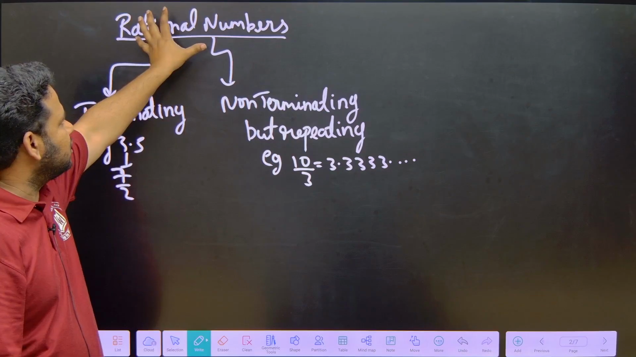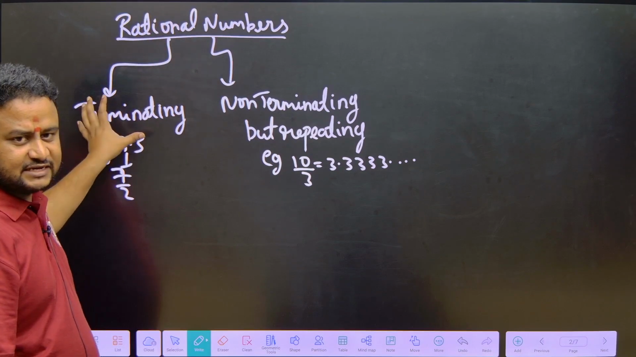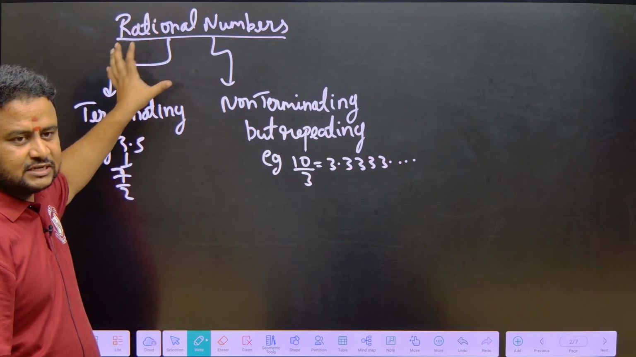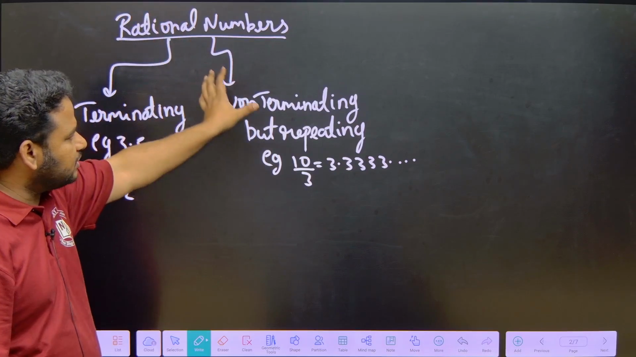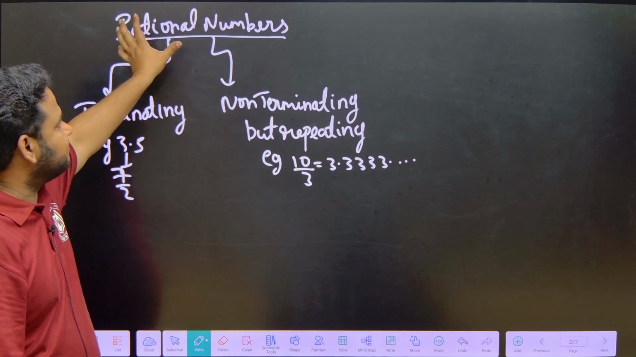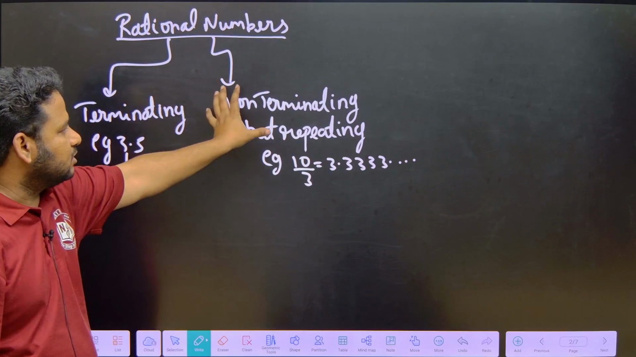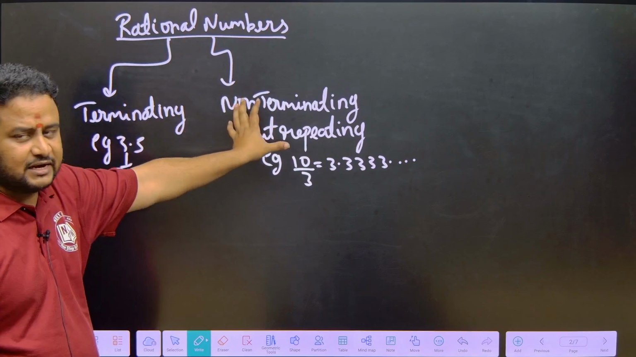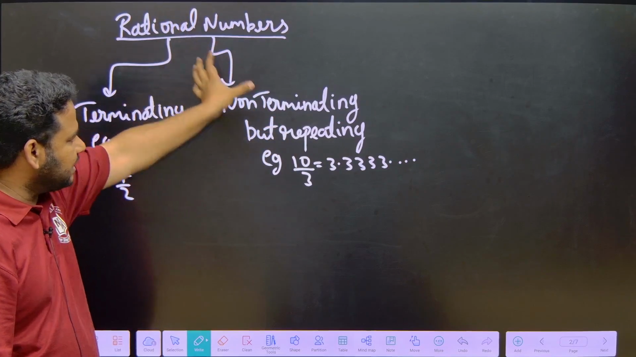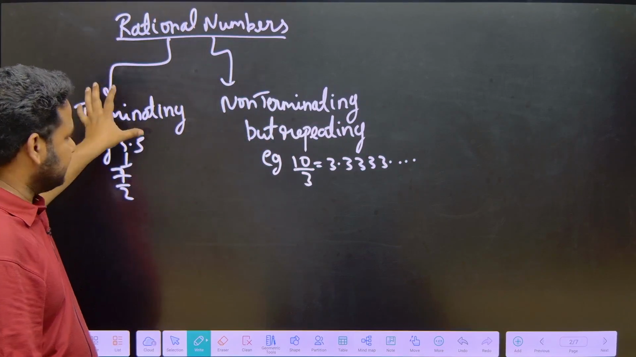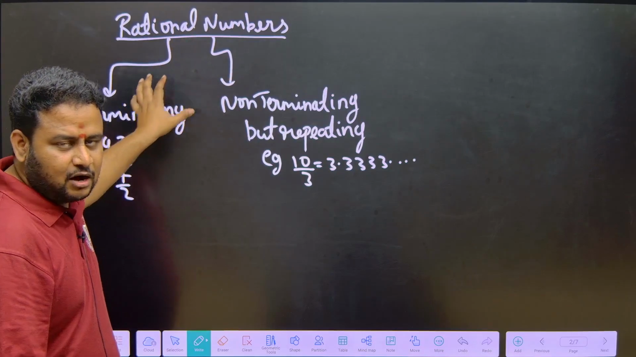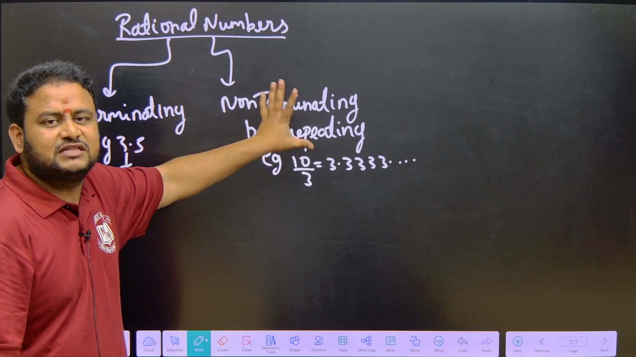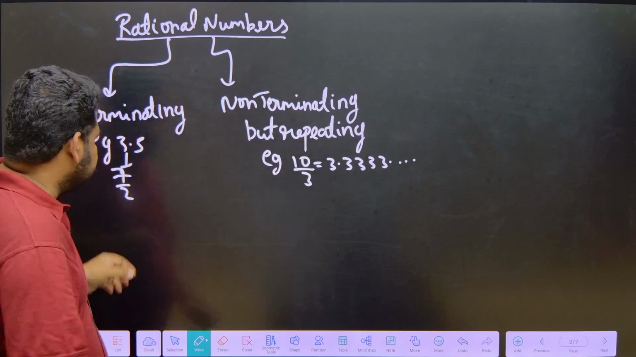But all rational numbers are terminating. Is it a true statement? No, because rational numbers need not be only terminating, they can be non-terminating and repeating also. Another statement, all rational numbers are non-terminating and repeating. No, you cannot say like that, because some rational numbers can be terminating. So rational numbers can be terminating, or non-terminating and repeating. If it is non-terminating, definitely it should be repeating. Okay, but this way it is true.